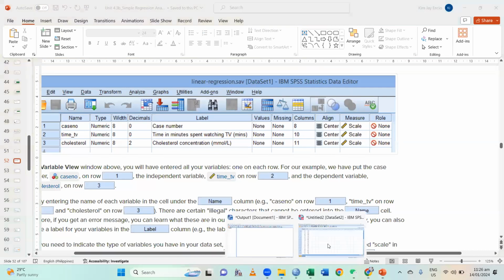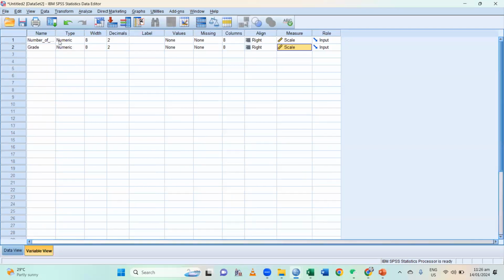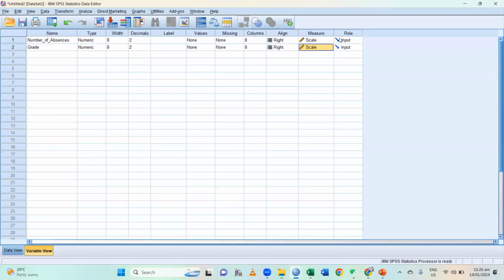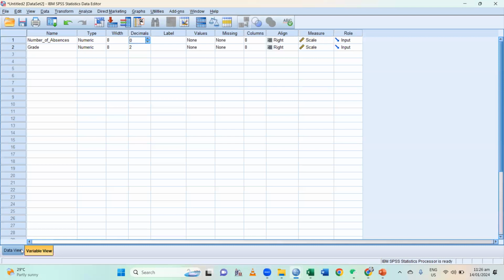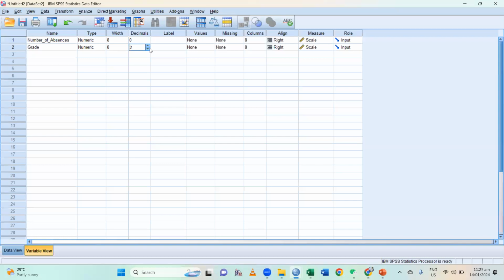Okay, to do this, I have my data here. I think I use the same data. In the variable view, number of absences is scale, because number of absences is ratio data. Grade is also ratio data, so grade is also a scale. And here are the number of absences of each student, and here are their corresponding grades.